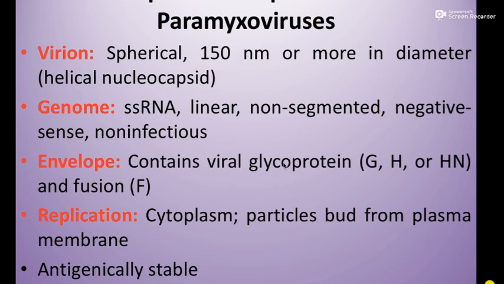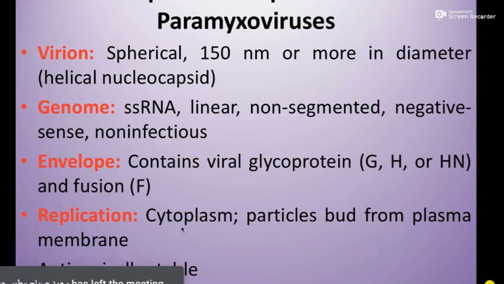They contain viral proteins in the envelope: F, G, H, and HN. Here HN is hemagglutinin and neuraminidase, unlike influenza virus, orthomyxoviruses, where they are on separate spikes. Here hemagglutinin and neuraminidase are on the same spike, and it also contains a fusion protein.